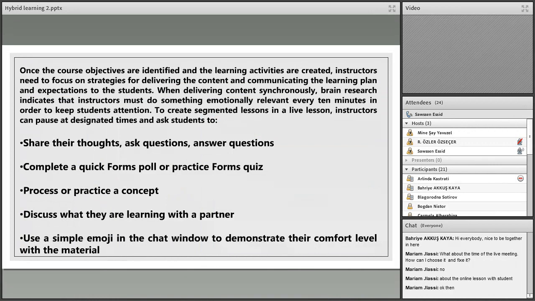Now, once the course objectives are identified and the learning activities are created, instructors need to focus on strategies for delivering the content and communicating the learning plan and expectations to the students. Of course, students need to know what today's plan is.